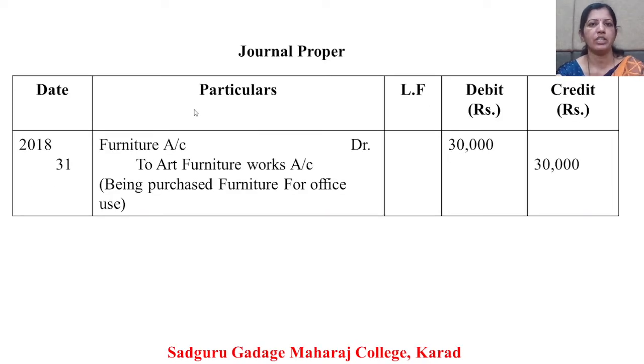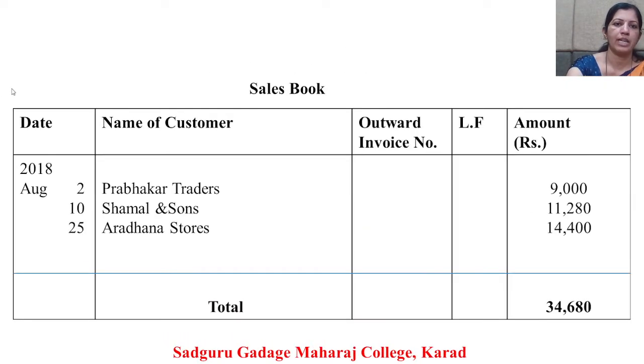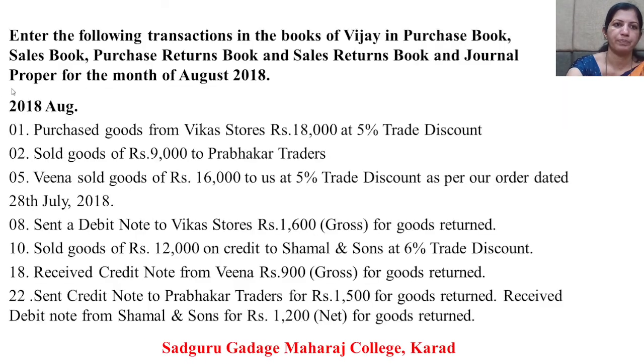And the last one is journal proper. Journal proper means our routine journal. Those transactions which are not entered in a cash book, purchase book, sales book, purchase return book or sales return book are recorded in the journal proper in our routine entry format. Understand? Now prepare these specimens in your notebook. Now we solve the questions.